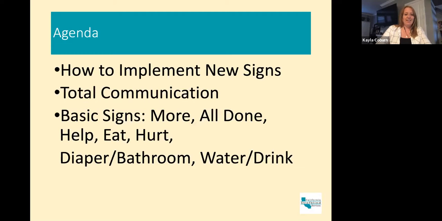If you know anyone who speaks Spanish and also wants to talk about sign language, that is the one to join. What we're going to talk about is how to implement new signs, total communication, and then we're going to go over some basic signs that are probably the higher priority signs, the ones that children usually learn more in the classroom, etc.